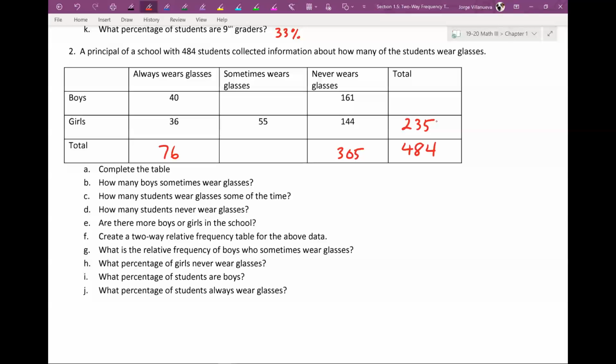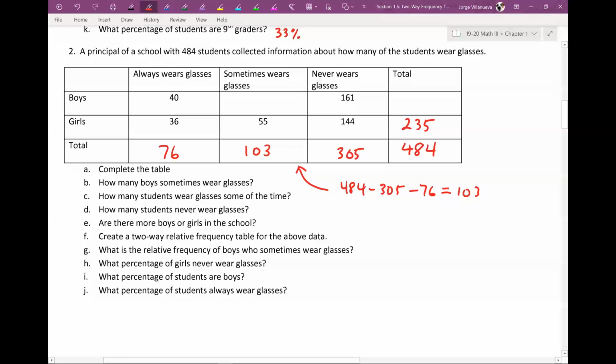I'm going to get 484 and I'm going to subtract 305 like you said. I'm going to subtract 76, right? So to get this number here, I'm going to get 484 minus 305 minus 76. And the answer is 103. So let me put that right there. I'm going to erase it right now because I know we got to put answers there. But I just want to make sure you guys see that. In order to get the 103, we got the total number of kids and we subtracted the never wears and the always wears to give us the sometimes wears.